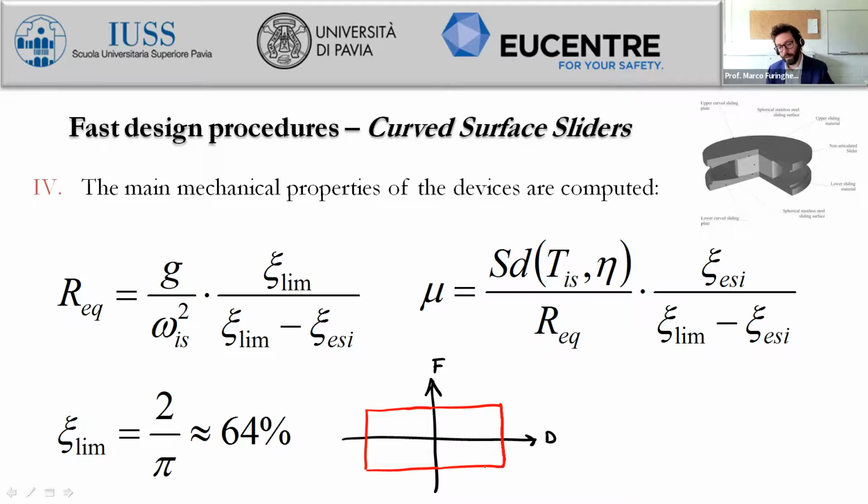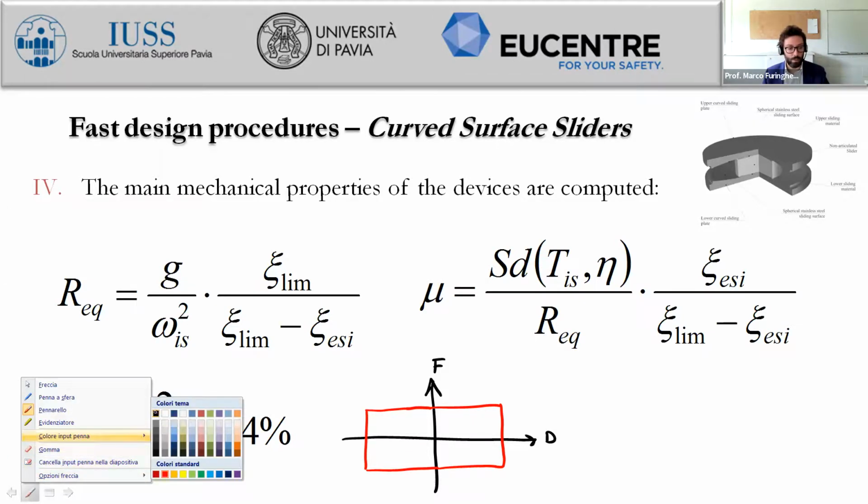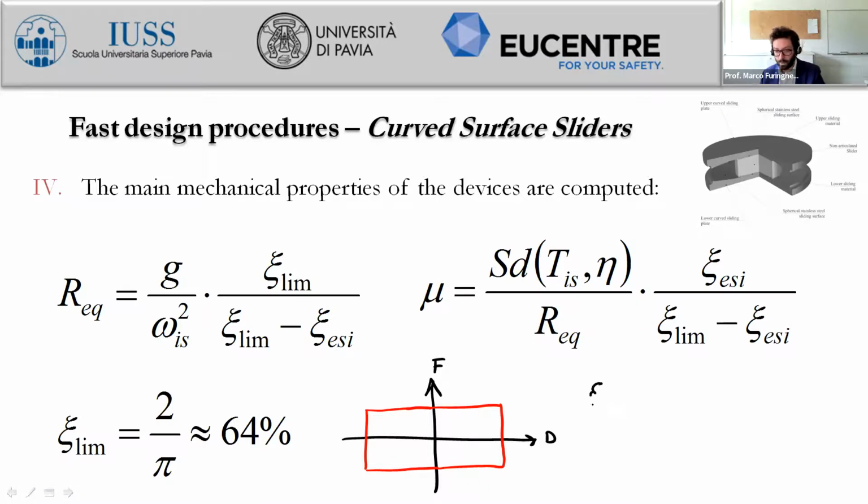Okay, and we know that this is actually the hysteresis for a purely frictional response. Okay, so let's try to consider the expression for the equivalent viscous damping ratio, which is EDC, equivalent energy dissipated per cycle, divided by 2 pi d max F max.